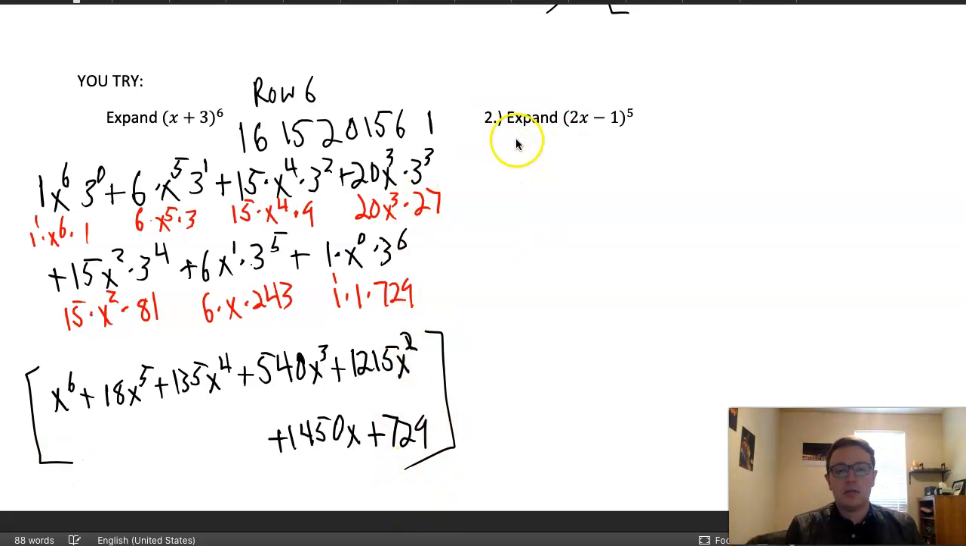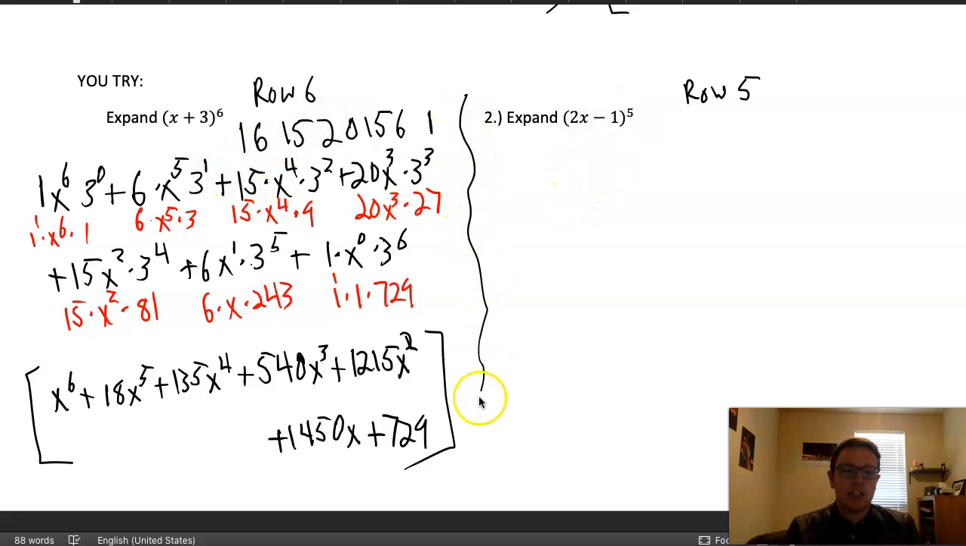Now let's go ahead and do problem 2. Problem 2, which row are we going to be using? That's row 5. Now I'm not going to give you the coefficients for this, so go ahead and look back at your Pascal's triangle or find it online, figure out what the 5th row coefficients are. And let's figure out what this is completely simplified. Now our coefficients for row 5 are 1, 5, 10, 10, 5, and 1.